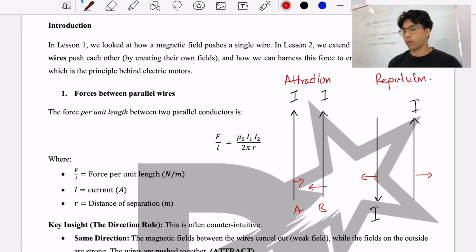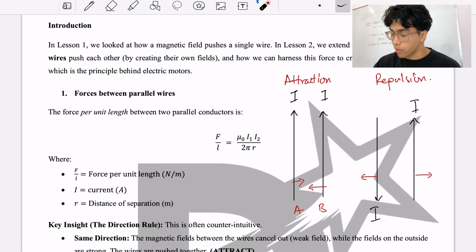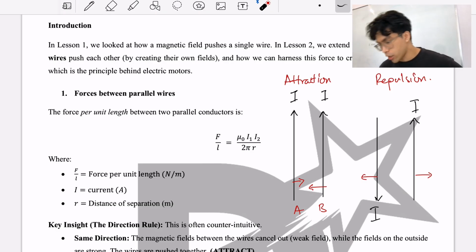So once you understand that, we can then go ahead and look at the equations that we can use to determine the magnitude of these forces. So just remember, if I have current in the same direction, you're always going to have a force of attraction, and if you have current in the opposite direction, you'll have a force of repulsion. And that's why these conductors push and pull on each other.